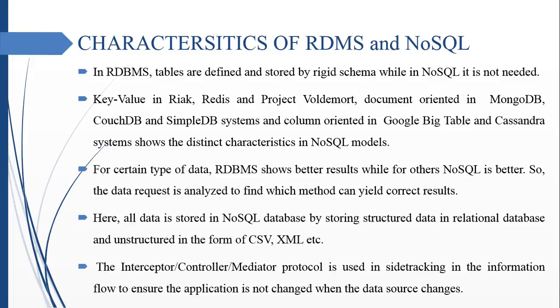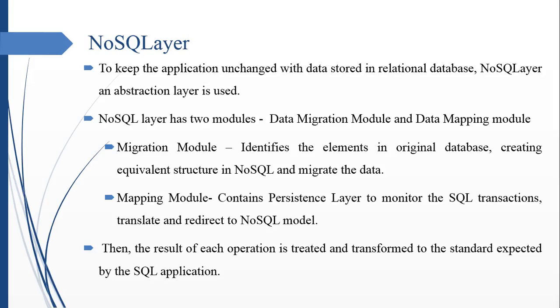The interceptor controller mediator protocol is created and used in site tracking in the information flow to ensure the application is not changed when the data source changes. Next is the NoSQL layer. To keep the application unchanged with data stored in the relational database, a NoSQL layer and abstraction layer is used.